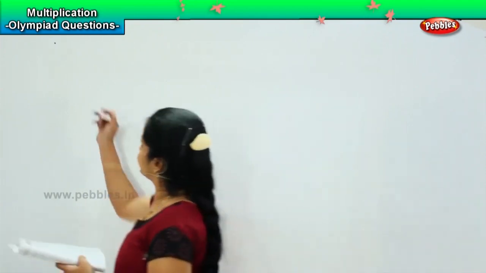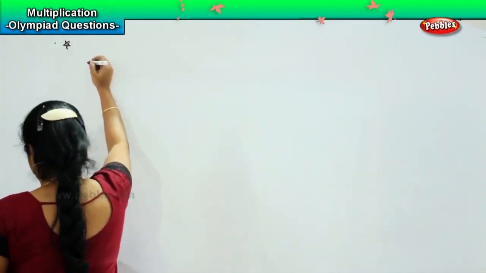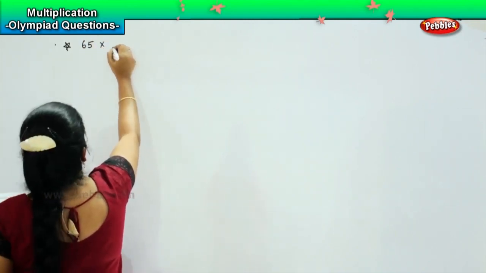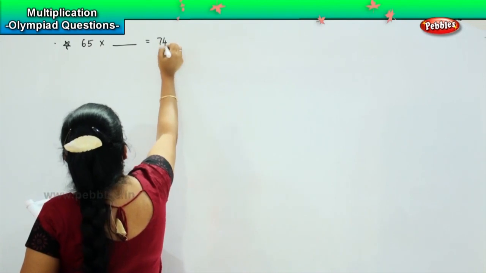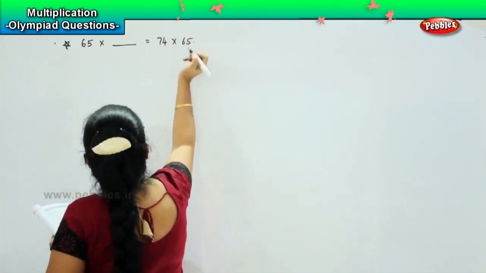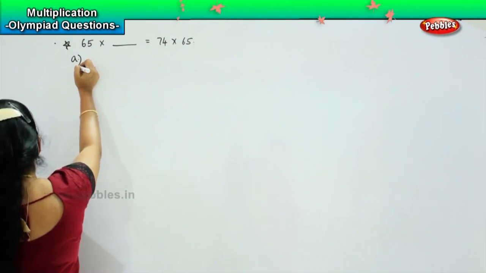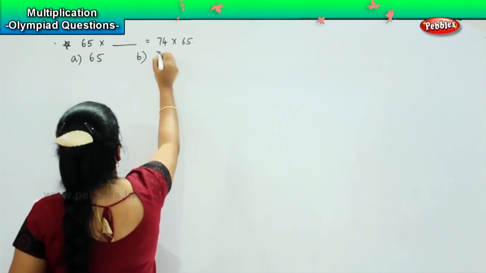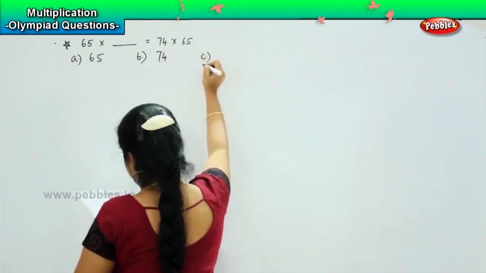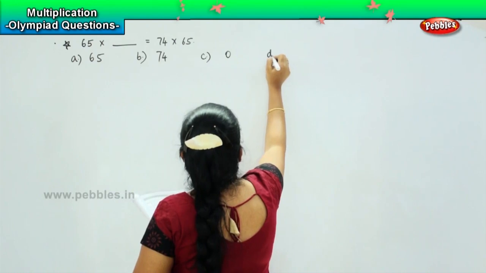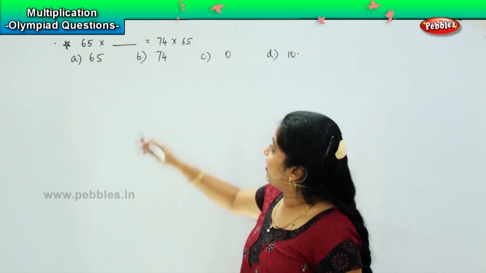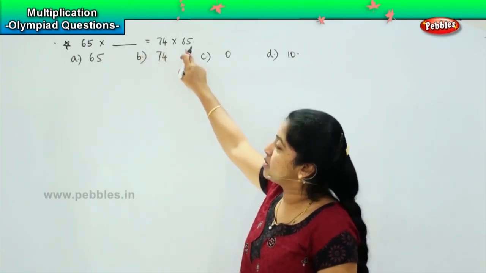Are you all ready for the next sum, children? Here is your next question. The question says 65 into dash is equal to 74 into 65. And your options are option A 65, option B 74, option C 0, and option D 10. So 65 into something is equal to 74 into 65.